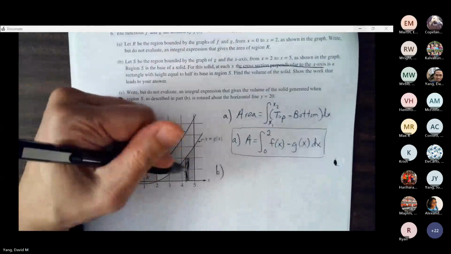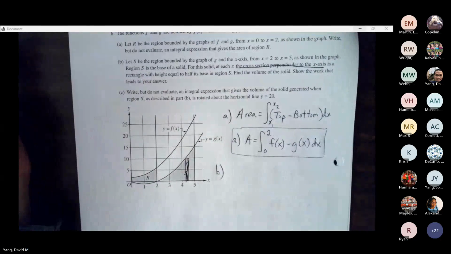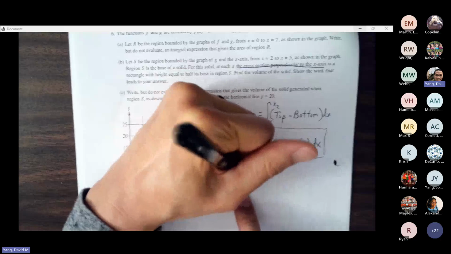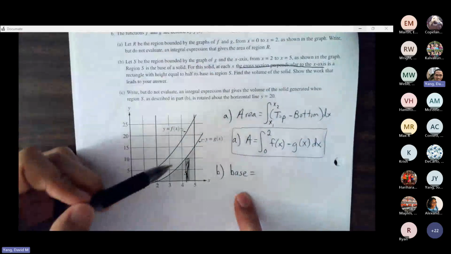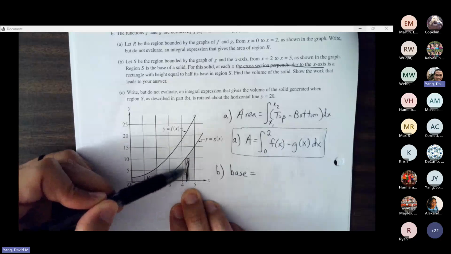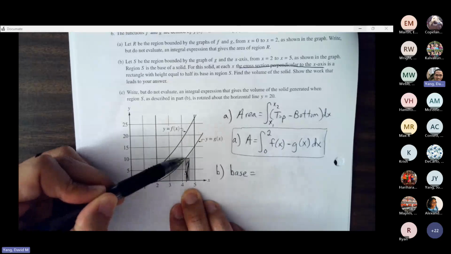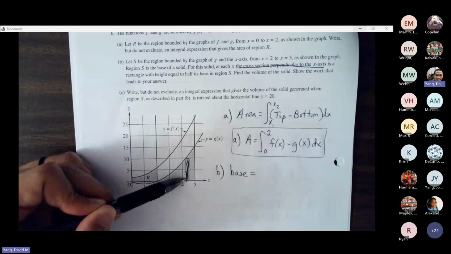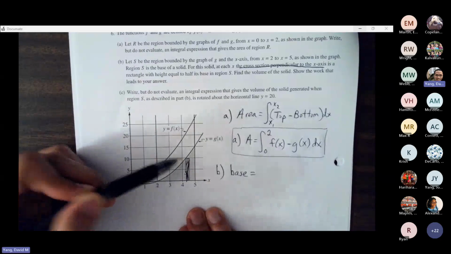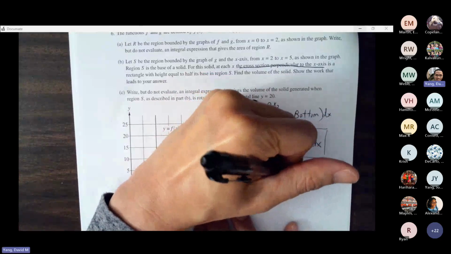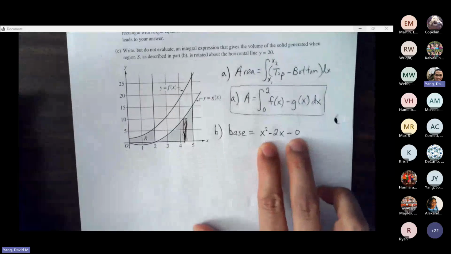So the volume of the cross-section. First thing we do with a cross-section is we build the base. The base is either top minus bottom or right minus left. But in this case, they're telling us explicitly to draw it vertically, so we're going to do top minus bottom. The top of my base length is sitting on the g. The bottom is sitting on the 0. So my g is x squared minus 2x, minus 0. So top minus bottom, I can drop the 0.